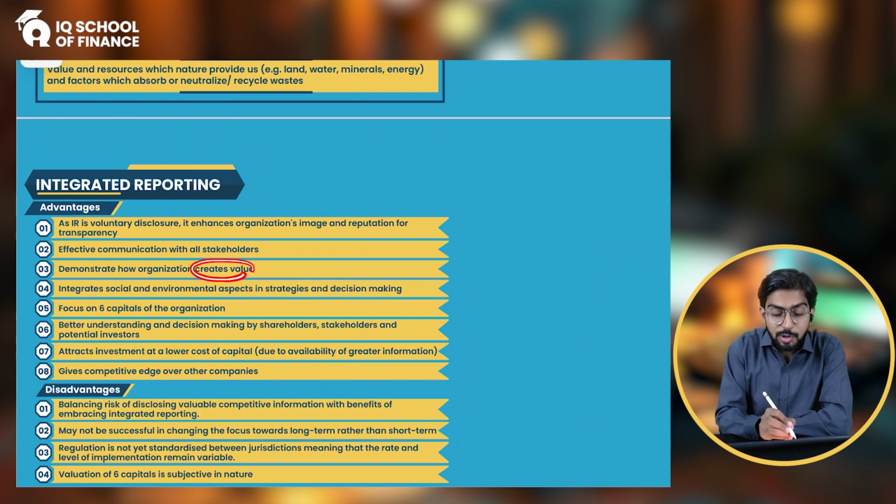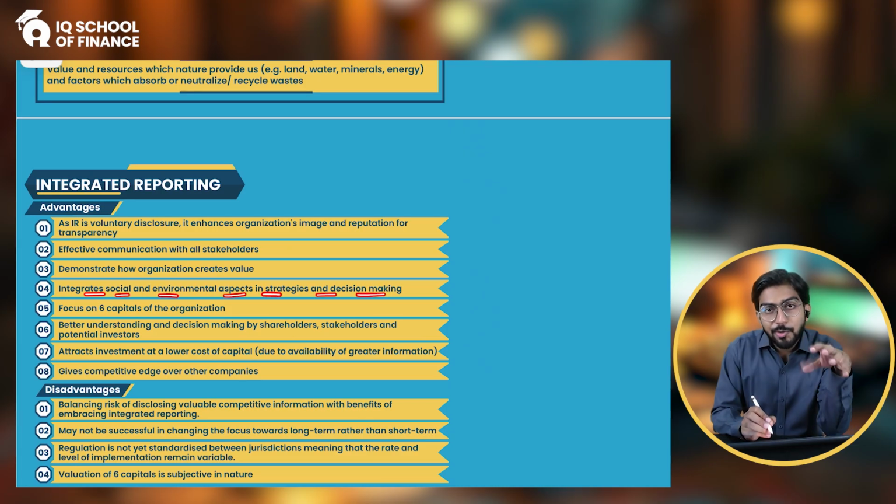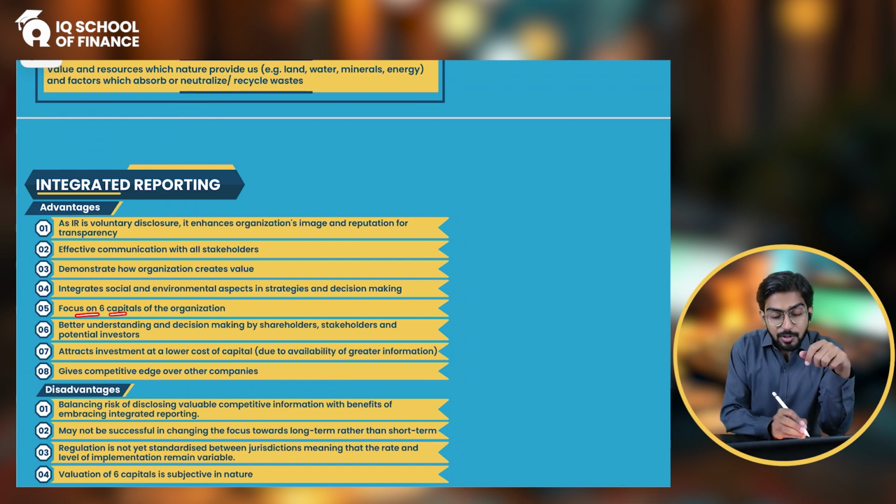It also applies in the past and also in the future. Integrate social and environmental aspects in strategies and decision making, because now you know that if you are not going to embed your social and environmental aspects into your strategy, then if you do the integrated reporting, the people will kill you. People are going to check this in the integrated report. So in the back of your mind, you make strategies that are aligned with your social and environmental aspects. It focuses on six capitals of the organization rather than only one.